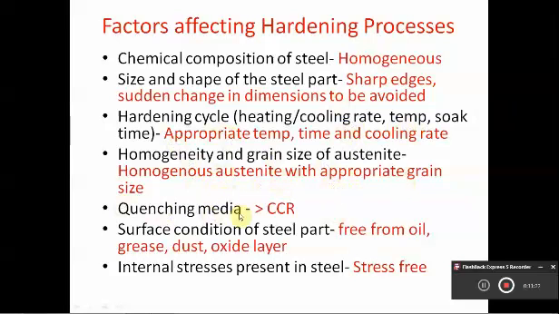Quenching media should be used such that its rate of cooling will be more than the critical cooling rate. Then the surface conditions of the steel: the steel part should be free from oil, grease or any other foreign particles like dust and oxide layers. Internal stresses present in the steel should be low, that is, the casting should be free from internal stresses.